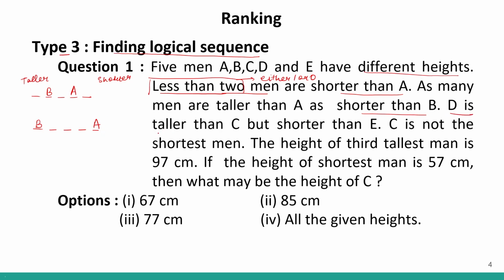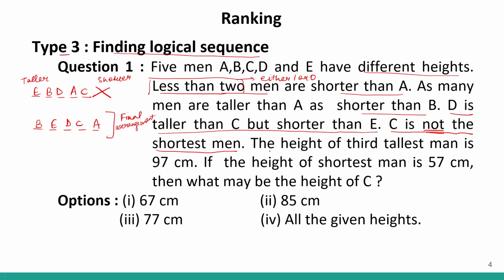D is taller than C but shorter than E. So we know that D is taller than C but shorter than E. So this is the criteria. So I can simply fill it over here and I can fill it over here. So we get 2 possibilities now. Now it is given to us that C is not the shortest man. So C is not the shortest. That means this possibility is wrong because in this possibility C is the shortest. So this one is the final arrangement. Clear?